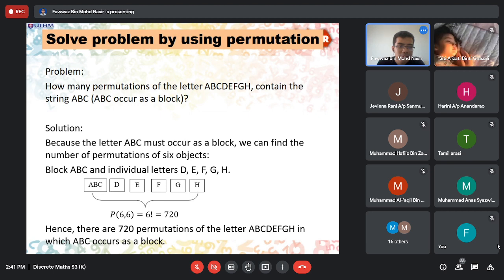Okay, boleh dapat kan? Boleh faham macam mana kita dapat 6 factorial ni? Boleh. Boleh ya? Ada apa-apa soalan sebelum kita continue? No, sir. Okay. No ya? Okay.